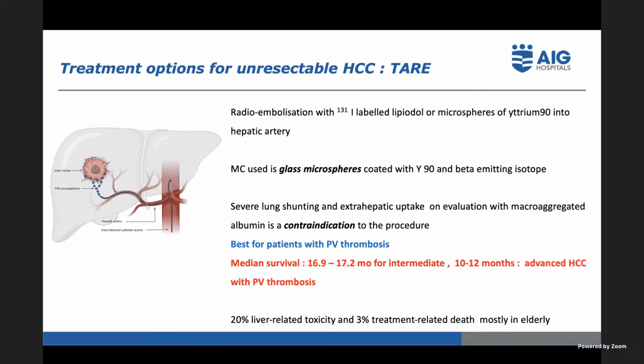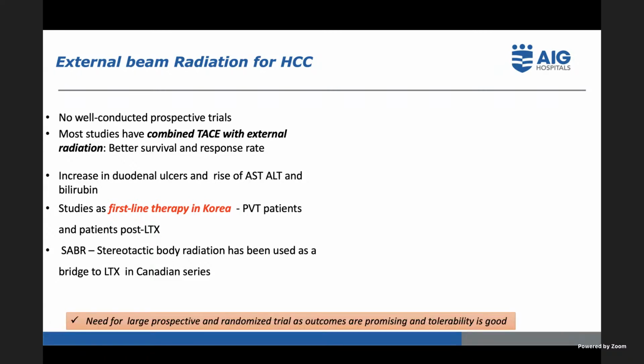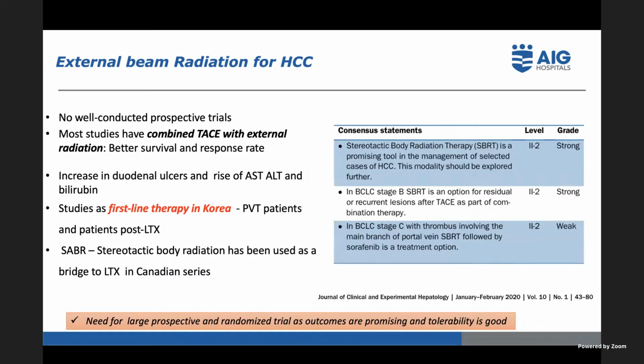Then there are options like transarterial radioembolization, where we use radioactive iodine and glass microspheres. Again, these are now being used as a first-line treatment in many countries like Canada when compared to TACE. And there is a very emerging role of external beam radiation. Most of this has been combined with TACE, has been tried as a first-line therapy in Korea, and small series have been used in Canada as a bridge to transplantation, but there is still a requirement for large prospective studies.